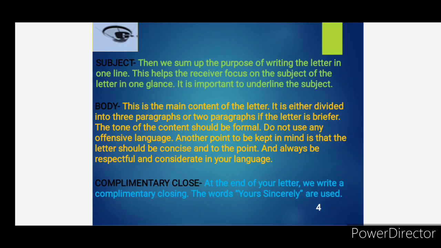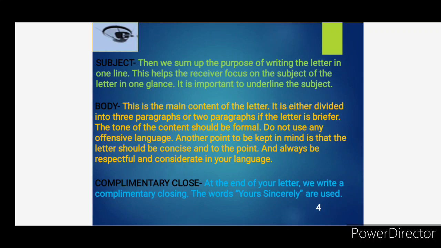It is followed by body, which is the main content of the letter. It is either divided into 3 paragraphs or 2 paragraphs if the letter is briefer. Well, in exams, you need to divide it into 3 paragraphs only. The tone of the content should be formal. Do not use any offensive language.